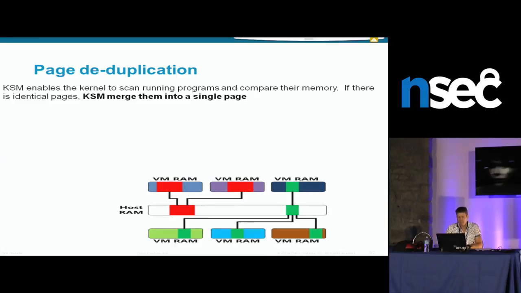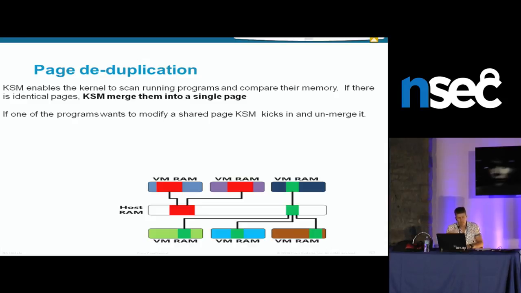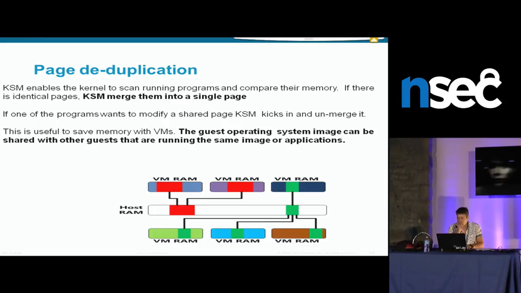So what is KSM? KSM is a feature in the Linux kernel. It's used with KVM. Kernel Same-page Merging. Basically, KSM enables the kernel on the host to scan running programs and compare their memory. If there are identical pages in different programs, KSM detects that condition and merges them together into just one. If a program down the road wants to modify one of those shared pages, KSM will kick in and do the unmerging. This feature is pretty useful with virtual machines because the guest operating system image can be shared across other guest operating system images, so you end up saving lots of memory.